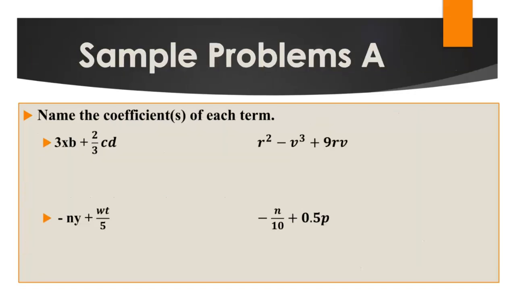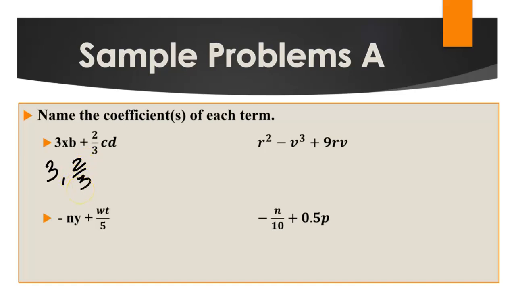So our first examples here, we would just want to identify the coefficients of each term. So identify the numbers that are attached to the variables. So in this first one, 3xb plus 2/3 cd, the numbers that are attached to the variables would be 3 and 2/3.